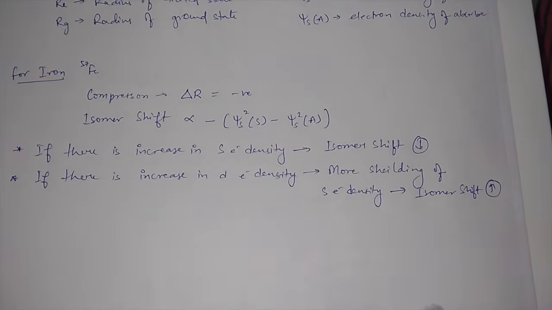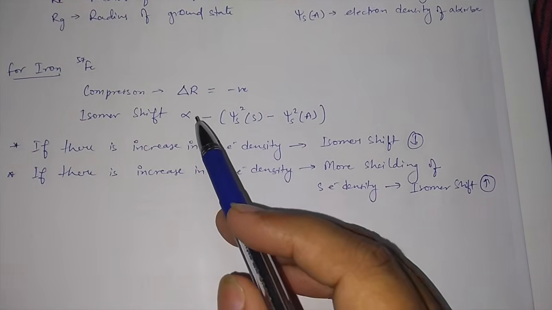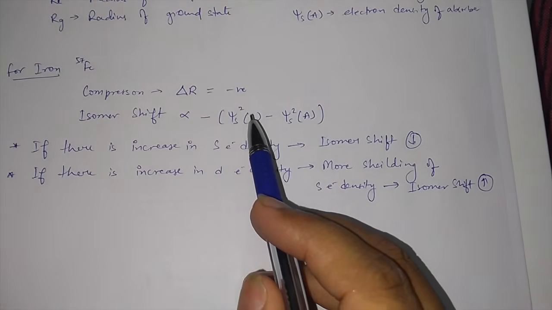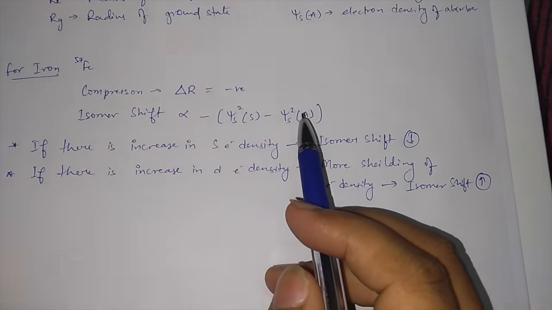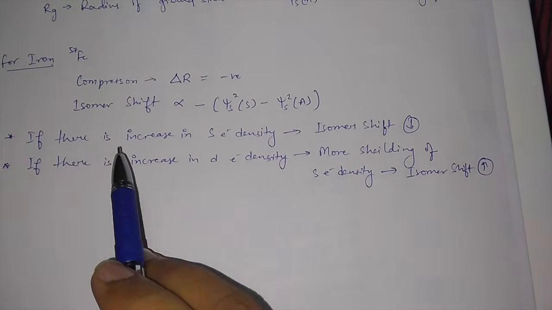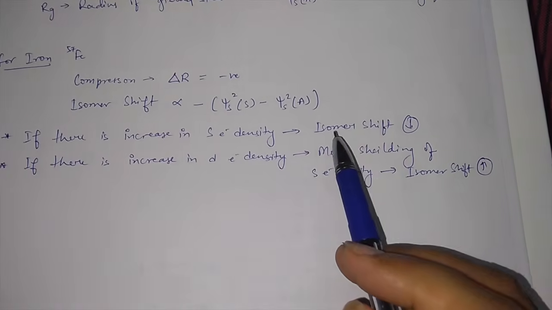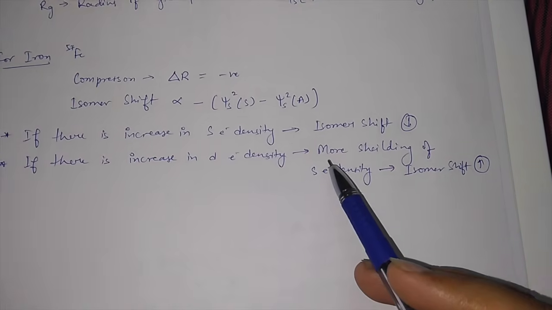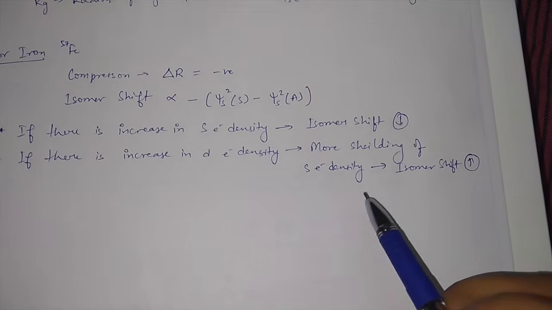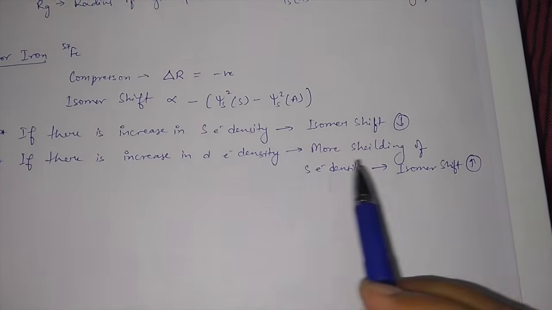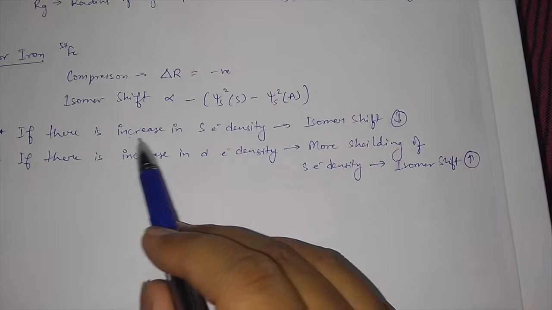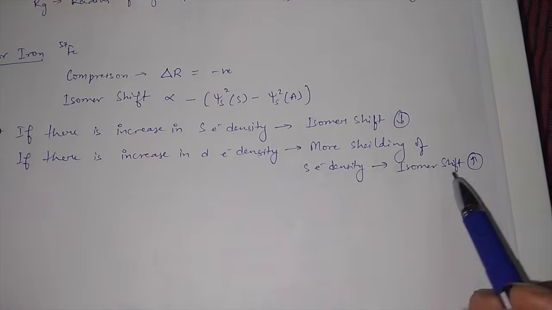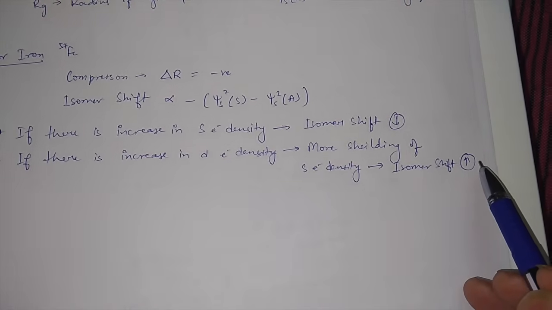So your compression will take place in iron, and isomer shift will be directly proportional to minus psi s square of your source minus psi s square of your sample, or your absorber. Now what it says is that if there is an increase in s electron density, then isomer shift will decrease, and if there is an increase in d electron density, then d electrons, as you all know, will shield the s electrons. So that's why isomer shift will increase. You just have to remember that if there is an increase in s electron density, isomer shift will decrease, and if there is an increase in d electron density, isomer shift will increase.